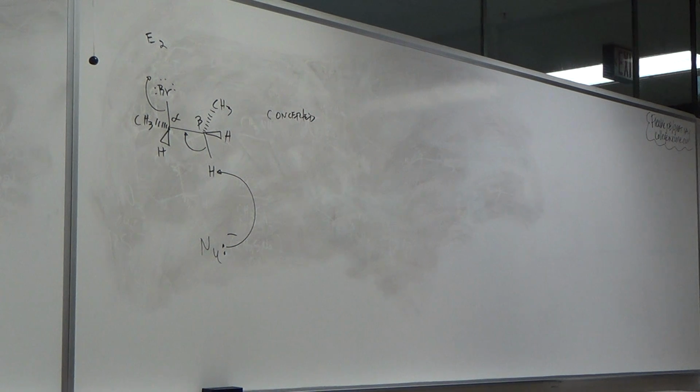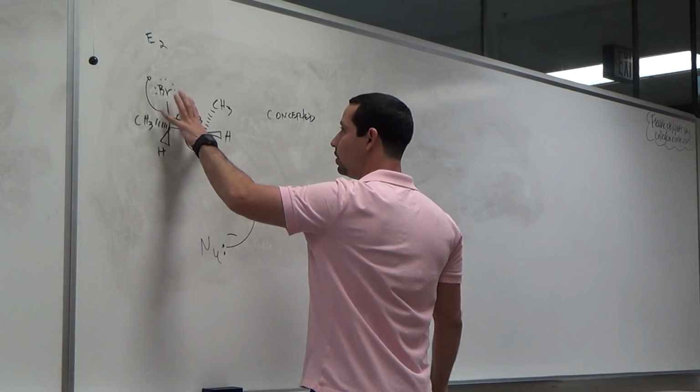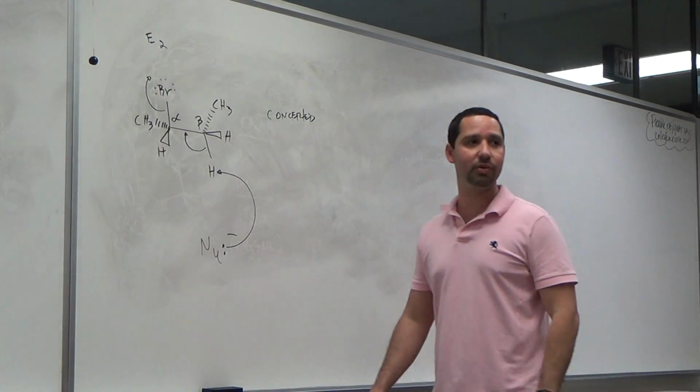This one here occurred in how many steps? Two. The first step is the leaving group, formation of the carbocation. And the second step is the base or the nucleophile attacking, deprotonating, taking the proton off.